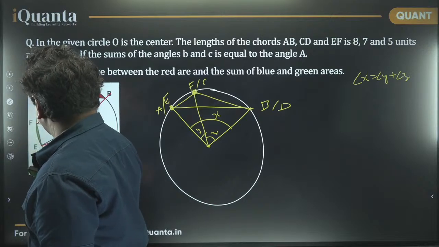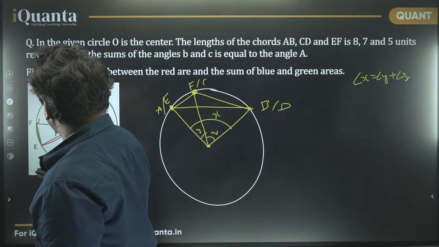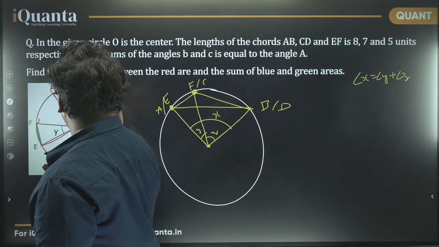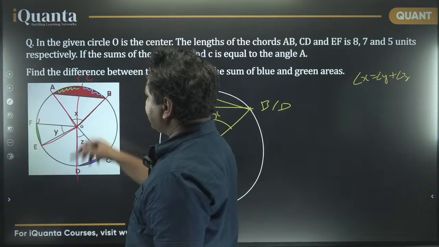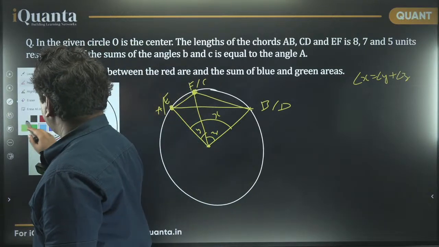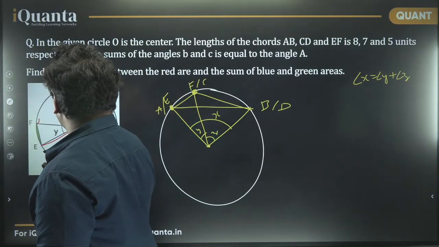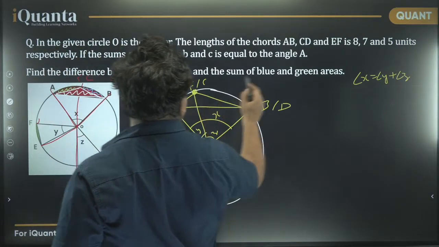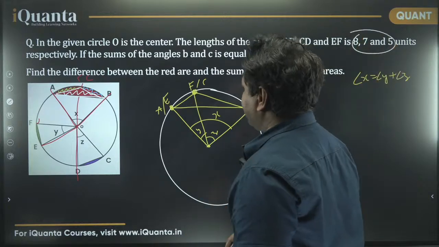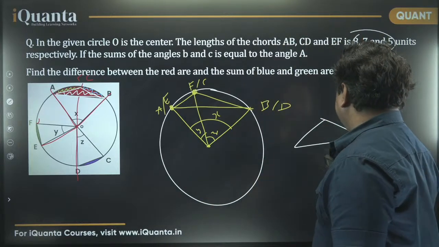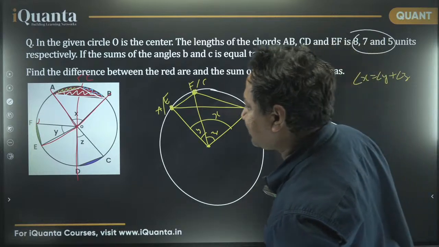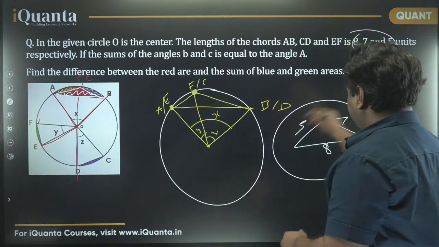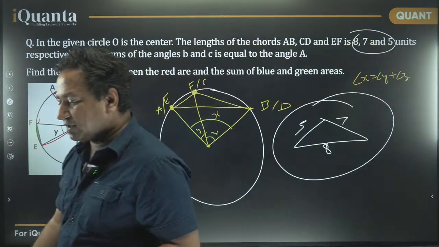So look at this. If it overlaps, this thing becomes green. This thing becomes blue. Red minus green minus blue would be only this. But it's nothing but a triangle formed by these chords of length 8, 7 and 5. So basically you need to calculate the area of this triangle whose sides are 8, 7 and 5. That's it. You can use Heron's formula and calculate the answer.